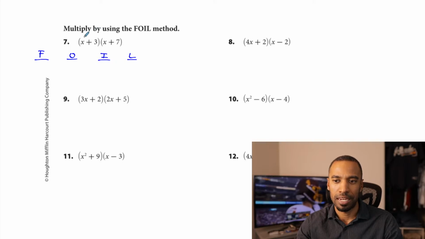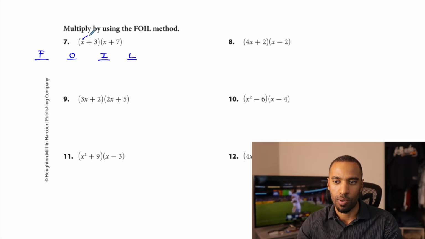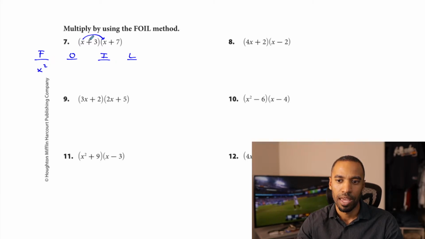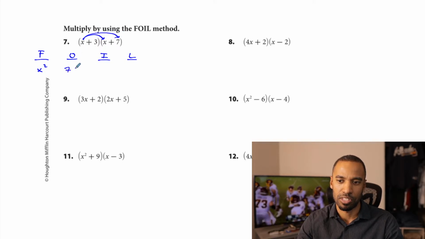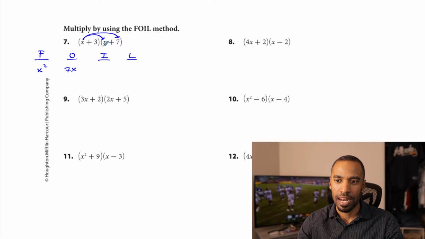FOIL: first means you multiply the first term in one quantity by the first term in the other quantity, x with x, and you get x squared. Outside means you multiply the two outermost terms, this x and this 7 together, x times 7 is 7x. 3 and x represent the inside terms, right? These two terms inside, 3 and x, give you 3x.